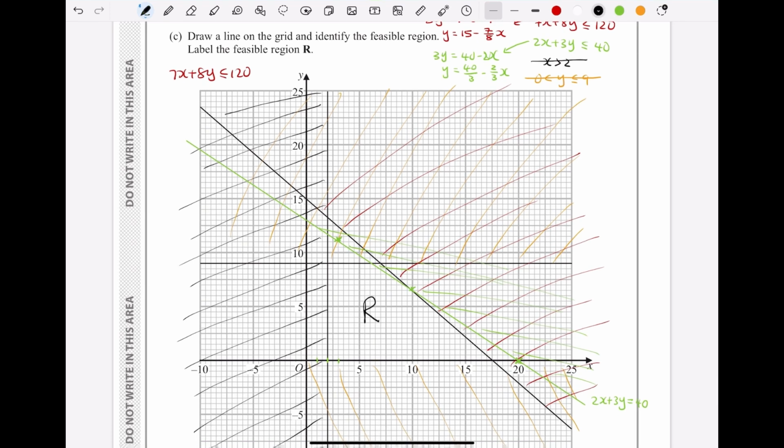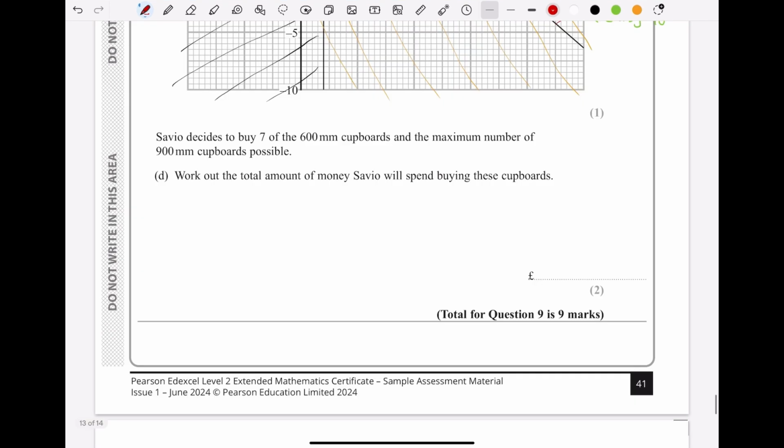Okay, now moving on to the next part. Xavier decides to buy 7 of the 600mm cupboards and the maximum number of 900mm cupboards possible. We know from part B, she has a maximum budget of 3,600. She needs 7 lots of 210 and we can get a maximum number of 8 900mm cupboards. So the total amount of money she will spend on these cupboards is 3,390.